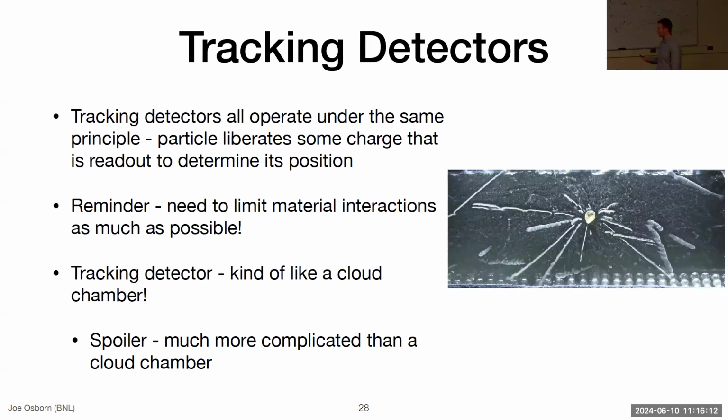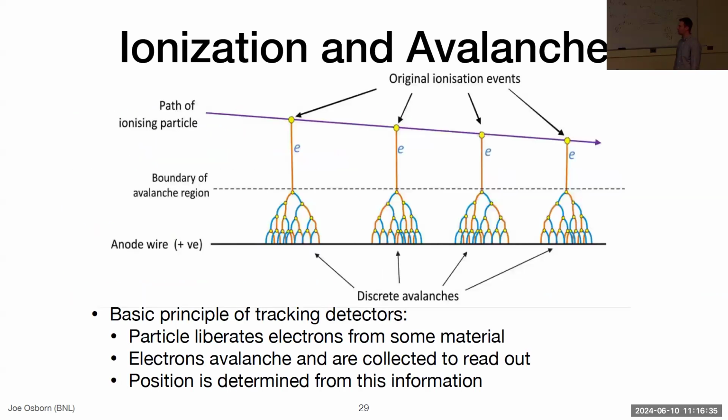With tracking detectors, I always like to try to make things relevant to things that you have seen before. A tracking detector is kind of like a cloud chamber. You look at a cloud chamber, you have some radiation that's coming off, and you can see from the condensation where the track actually goes. A tracking detector is basically the same kind of principle, but spoiler, it's much more complicated than a cloud chamber, which we'll talk about.